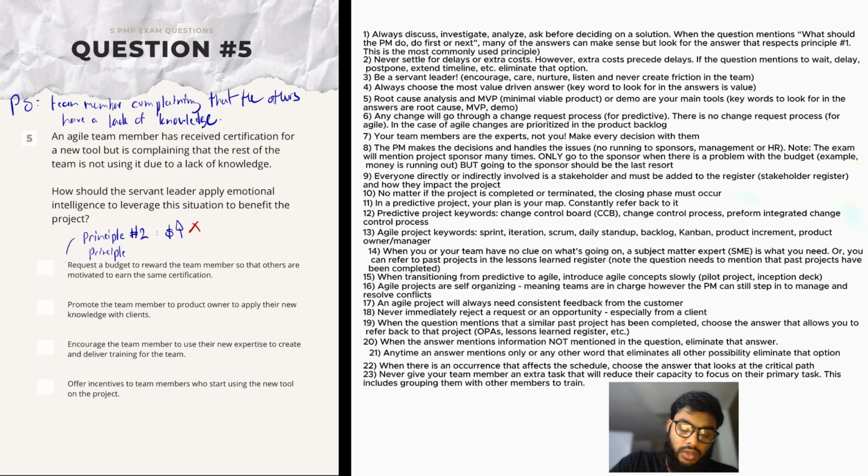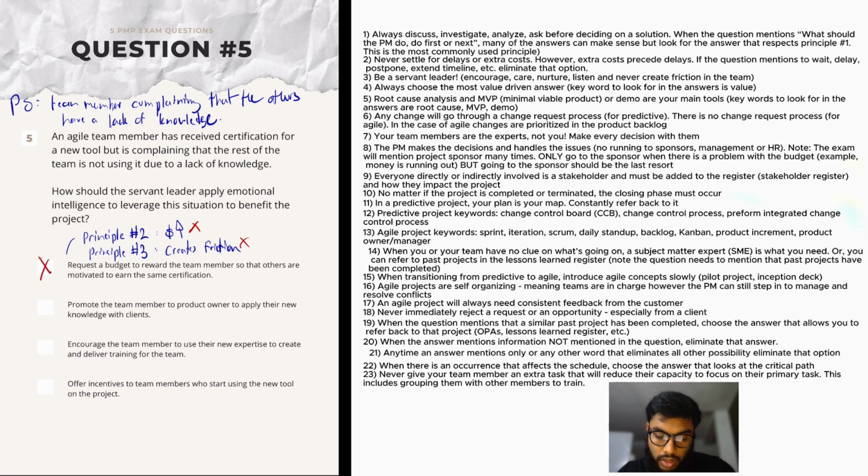This is not servant leader like. Why? Because it creates friction in our team. If we favor one team member over others, it's going to create problems down the road. So I'm going to eliminate this and we're going to move on.